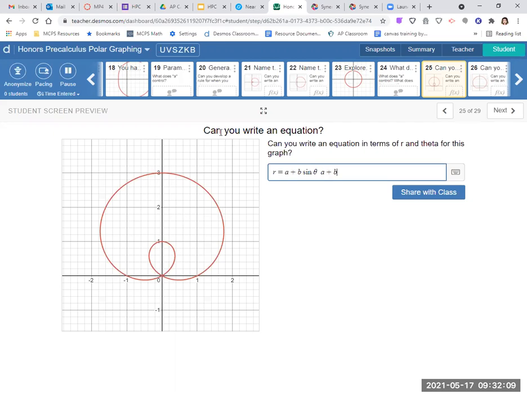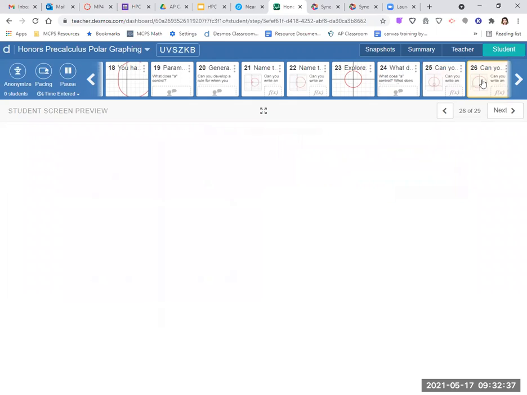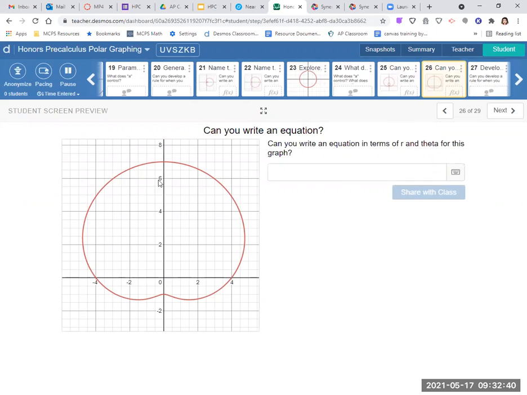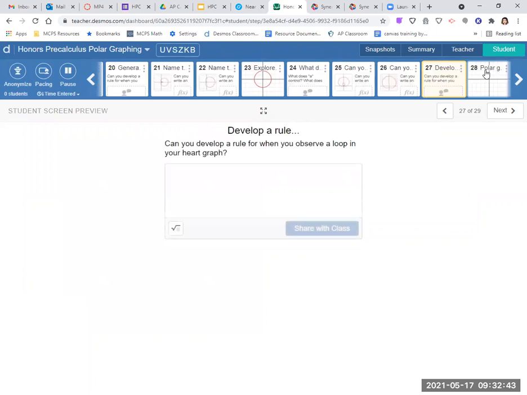We know that A plus B has to equal 3, but it can only have a difference of 1. So what we might want to try is two numbers that add up to 3 but only have a difference of 1. I think that we can just do 1 and 2. So I'd say this is 1 plus 2 sine theta, and we're going to call that a day. Because there's a loop, A has to be less than B. All right, so I'll let you try that one out. Rule for when you observe a loop in your limacon graph: A has to be less than B.